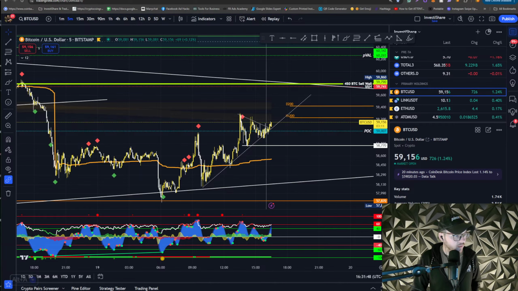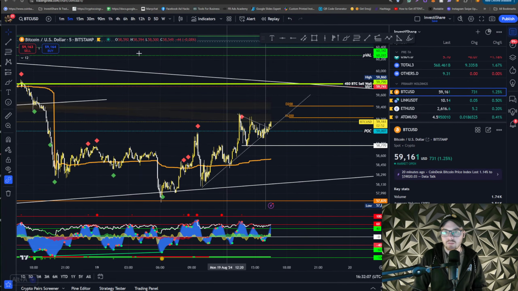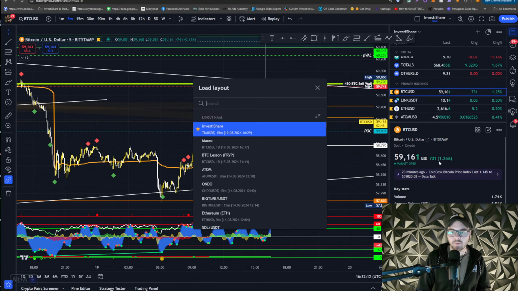Ondo looks good for me into long in the golden pocket or the 786 on the 4 hour time frame. Okay, we could do that. We can look at Ondo. Do we have an Ondo chart yet? I'm sorry if I'm saying Ondo wrong.